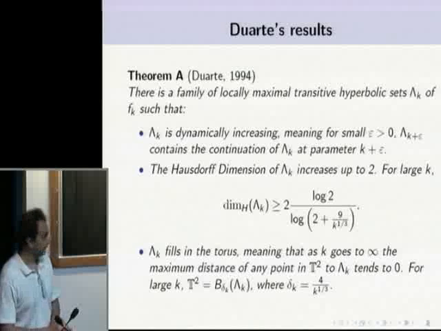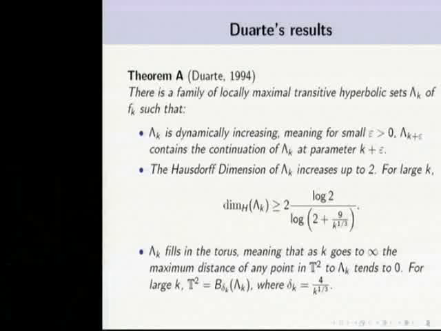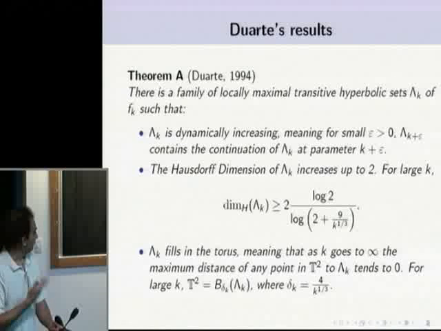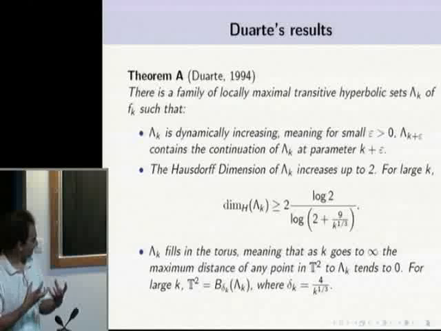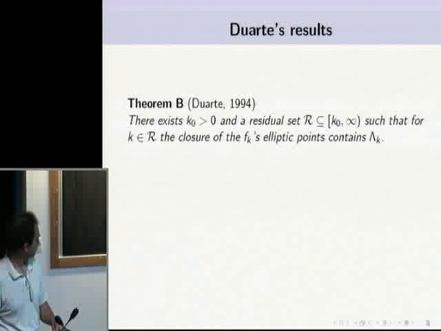And besides, those horseshoes fill the torus in the sense that they form a delta-net of the torus, where delta becomes smaller and smaller when the parameter becomes larger and larger. That's also not surprising when you keep in mind that picture, that construction. So you have all those properties. So you have that skeleton of the stochastic sea.